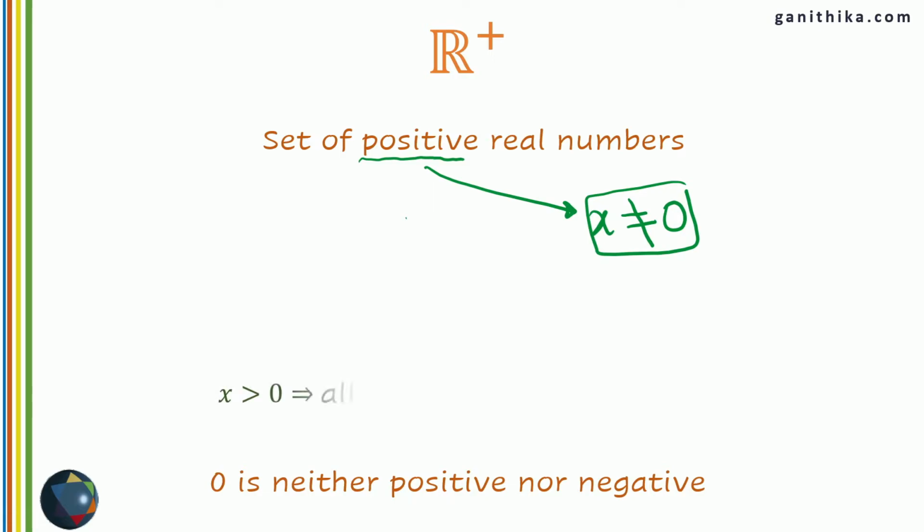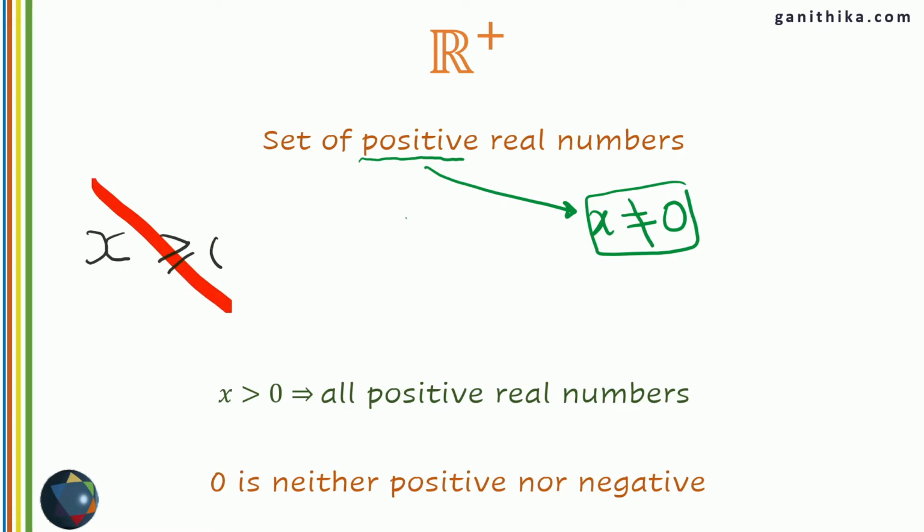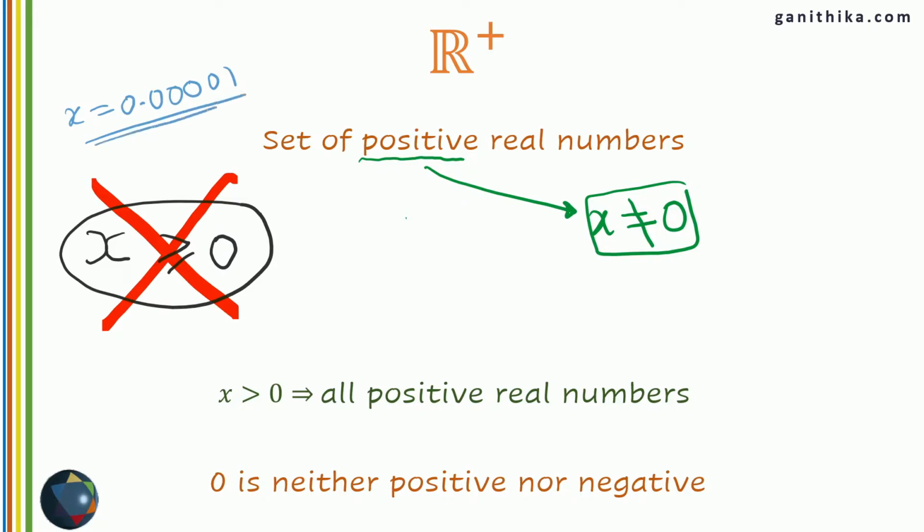So you should write x greater than 0 if you want to represent all positive real numbers. So x is strictly greater than 0, not greater than or equal to 0. So x is not equal to 0 but strictly greater than 0, just above 0. It could be 0.0001 as well, but not equal to 0. So if you want to say that R plus is the set of positive real numbers, you have to say that x is strictly greater than 0, which also means all numbers just above 0. This is important because most of the questions are based on the R plus set.